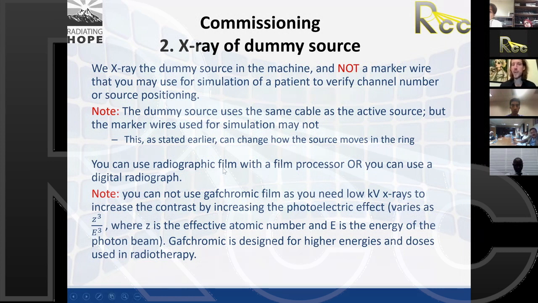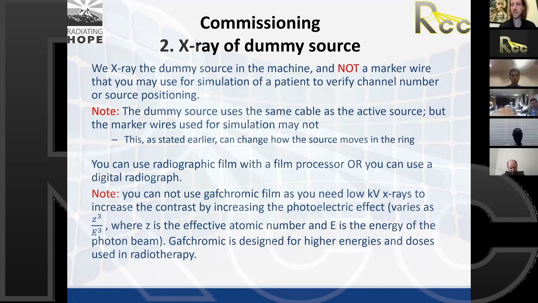You can use radiographic film with a processor, or you can use a digital radiograph. Again, this goes back to Michael's question. If Claire indeed used Gafchromic film, which I'm not aware of, she can explain to us all how it's done. To my knowledge, I haven't seen it done before. So again, we'll answer that question if it is possible. But to my knowledge, the best options are radiographic film with a film processor, or a digital radiograph.